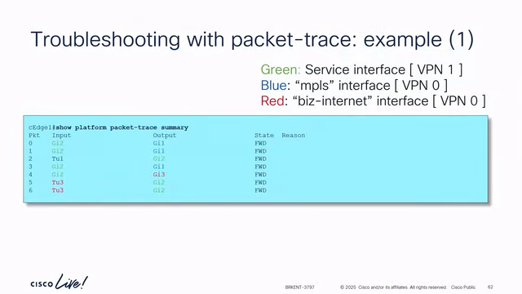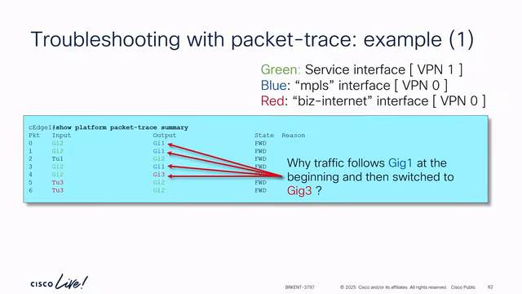Yet another practical example. Imagine you have a router with multiple connections to your data center, over the MPLS tunnel and over the BIS Internet tunnel. Interface in green is our service side interface. And you did a packet trace for a specific source and destination, and you see something strange happening here. Traffic was following Gigabit Ethernet 2 to Gigabit Ethernet 1, which is MPLS, and then, for some reason, we switch it to Gigabit Ethernet 3. We want to know why it's happening.